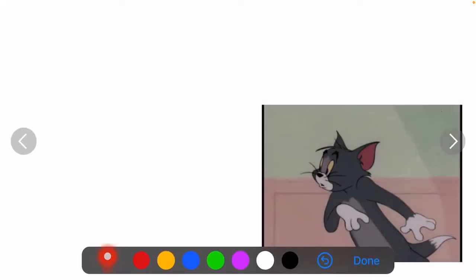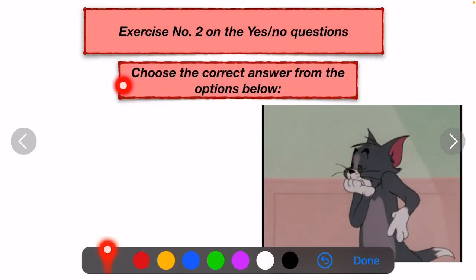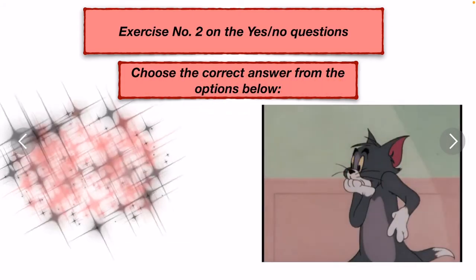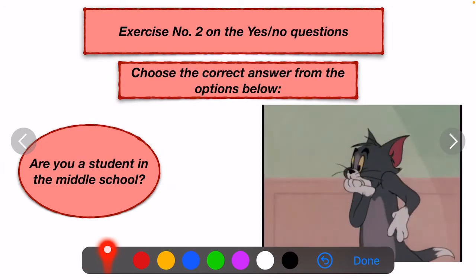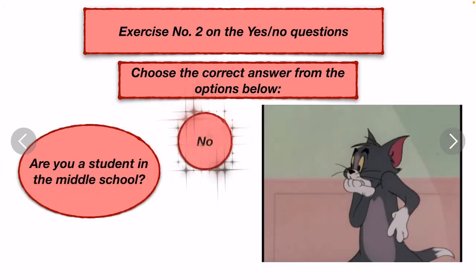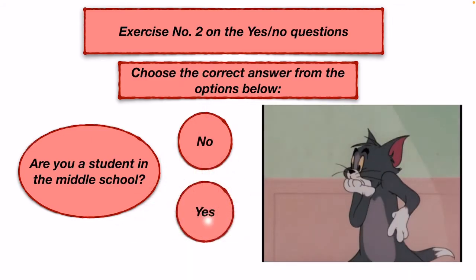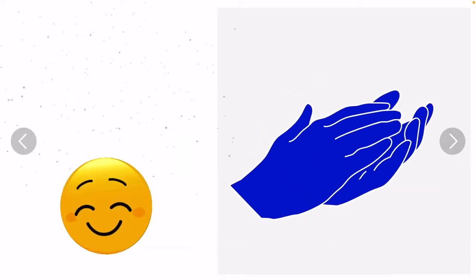Now, let's have an exercise about yes and no questions. Choose the correct answer from the options below. The question is, are you a student in the middle school? And the answers are no and yes. Great job! Your answer is correct.